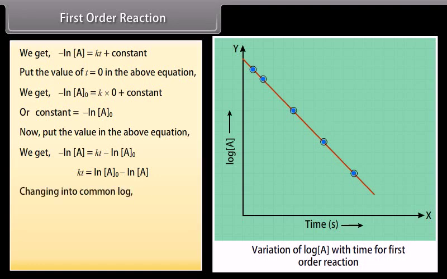Changing into common log, we get Kt is equal to 2.303 log A naught upon A. It can be written as K is equal to 2.303 upon T multiplied by log A naught upon A.